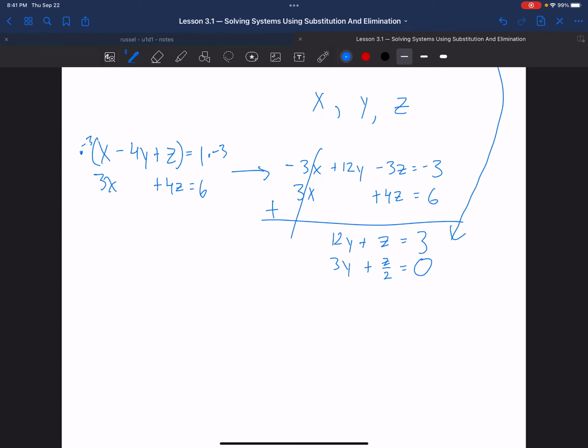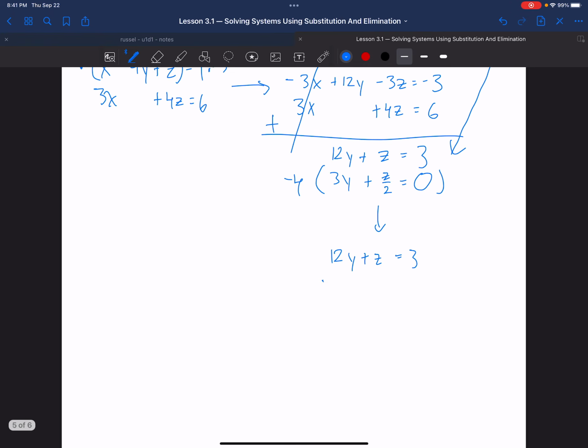Refocus, Mr. Spake. So I want to eliminate either y or z. I have the choice here. I'll choose to eliminate y. If I multiply the bottom equation by negative 4, here's the result. The top equation stays 12y plus z equals 3, but the bottom equation becomes negative 12y minus 2z equals 0.